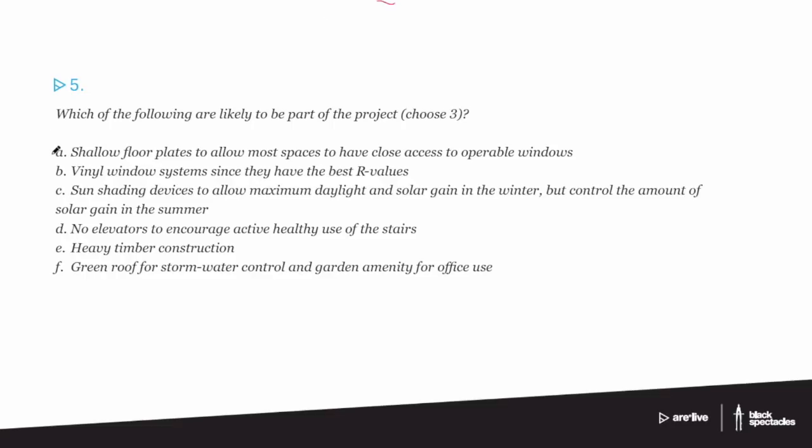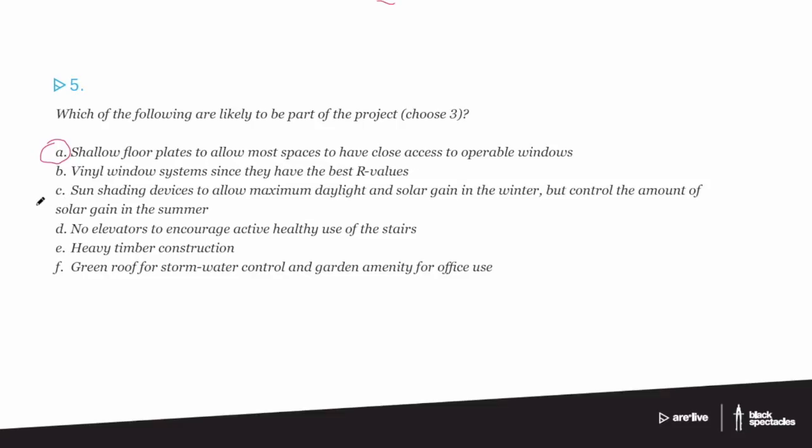And we talked about shallow floor plates to allow most spaces to have access to operable windows. Yep, we just talked about windows and close-by daylight and all of that, so that makes sense. Vinyl window systems, since they have the best R values, that is true, but if it's a truly environmental project, most folks will tell you, even though the R values are better on a vinyl window, the making of vinyl is so toxic that if you're doing a true environmental building, which has been asked for in the program and on the climate analysis, that's probably not the material you're going to want to use. But let's think about that one. Maybe if we come back, it might still be a good one to answer.